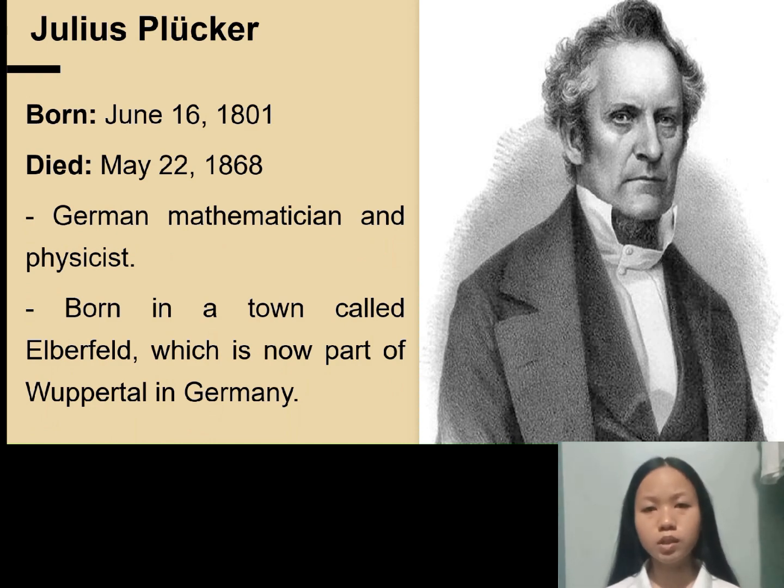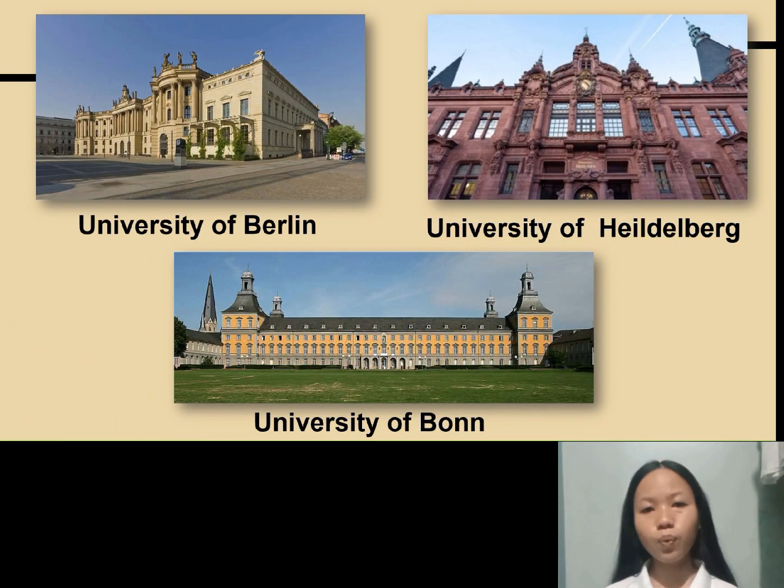Julius Plucker was born on June 16, 1801 and died on May 22, 1868. He was a German mathematician and physicist. Julius Plucker was born in a town called Elberfeld, which is now part of Wuppertal in Germany. He went to school in Dusseldorf and then studied at several universities including Bonn, Heidelberg, and Berlin.